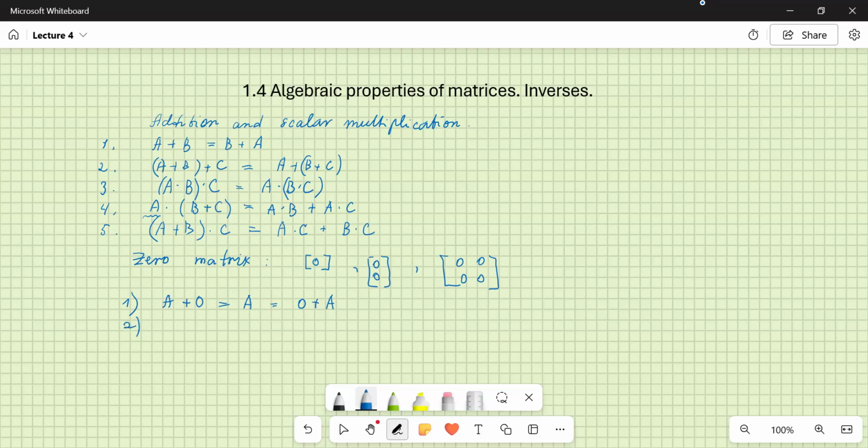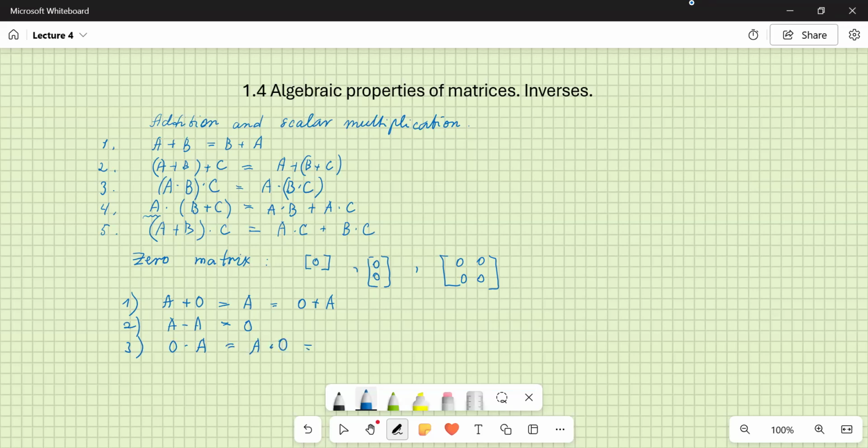Property number two, subtraction of matrices. If you take a matrix and subtract it from itself, you are going to get a zero matrix. Here, zero is not just our normal zero. It can be a 2 by 2 matrix, for example. Then what is going to happen if we multiply the zero matrix by matrix A, or if we multiply matrix A by matrix 0?